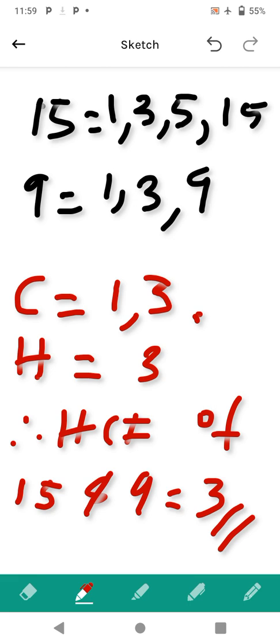So the next thing we're going to look at is factors part 3. We'll be looking at the HCF of variables. These are numbers; next, let's look at the HCF of variables.